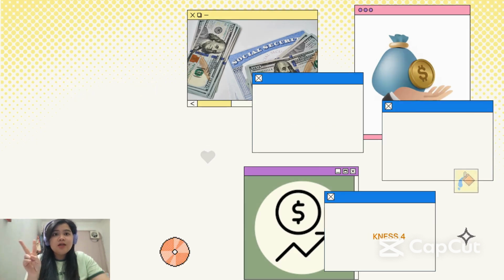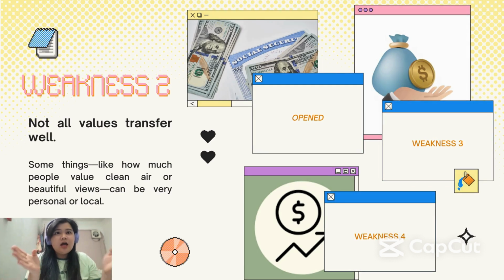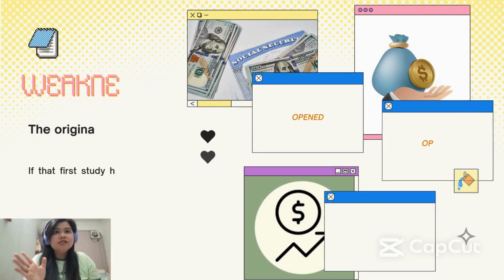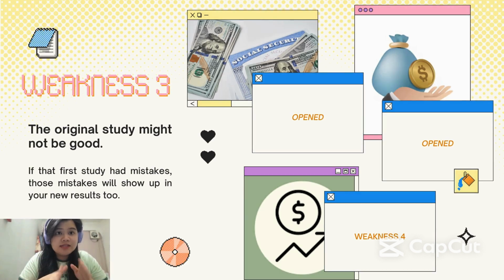For the second weakness, not all values will transfer well. Something like how much people value clean air or beautiful views, for example, can be very personal or local. The third one, the original study might not be that good. If the first study had mistakes, those mistakes will show up in the new result too.